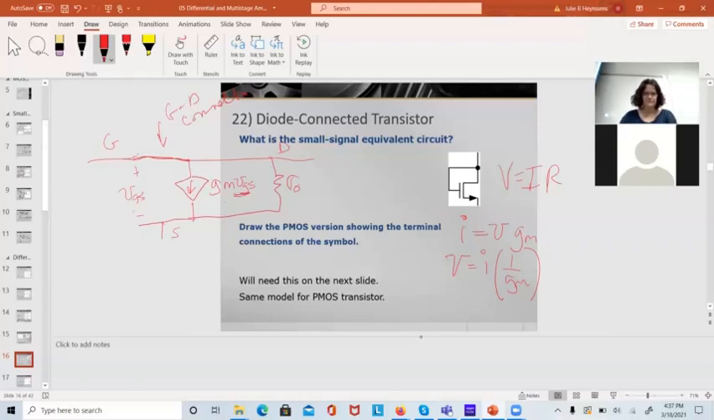In this case, the small signal is that little v_gs. I just said my little v_gs would be my voltage here. But because I've done the diode connection, this voltage here is the same as this voltage here. And then I just applied Ohm's law to that one.